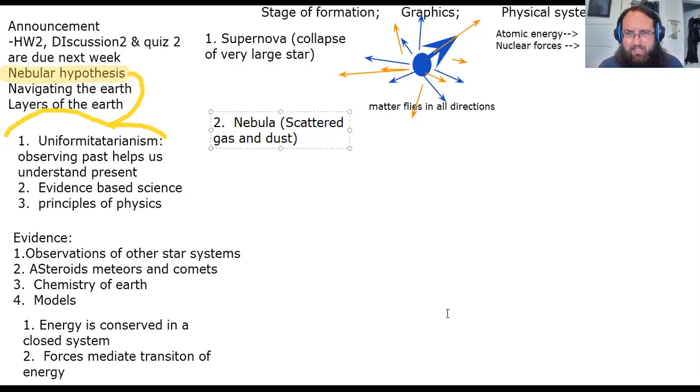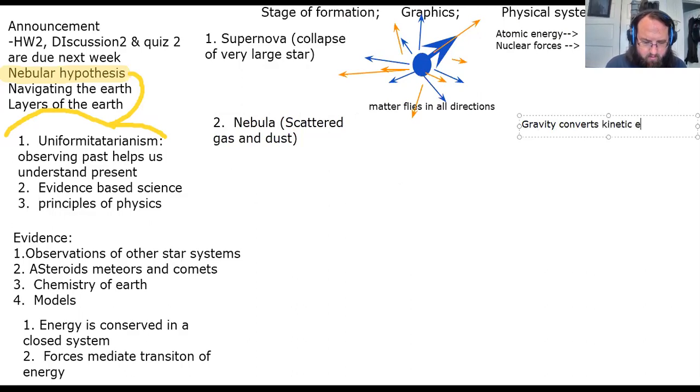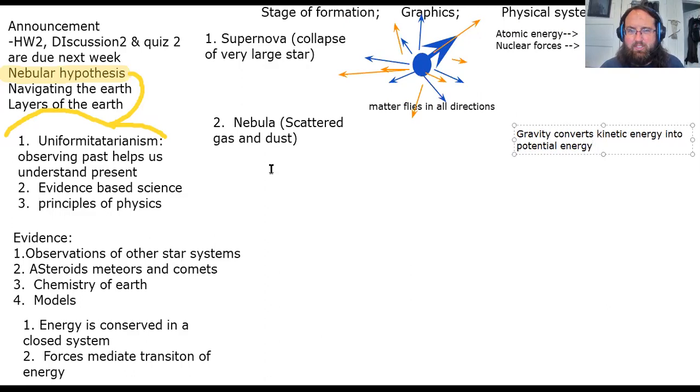So what you're starting to see here in your physical system is gravity. Gravity is going to convert kinetic energy into potential energy. And this nebula is kind of like this sort of slow stopping point. So this is where you're seeing all those really cool sort of psychedelic colors.